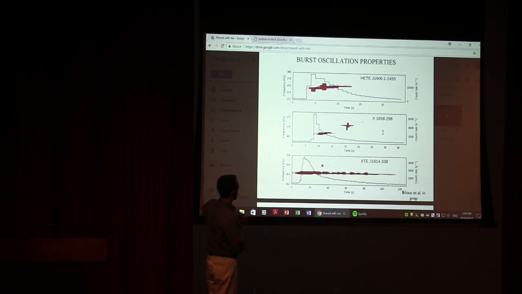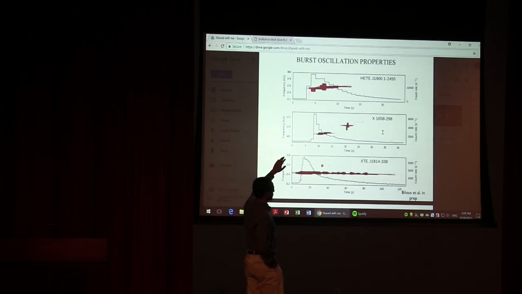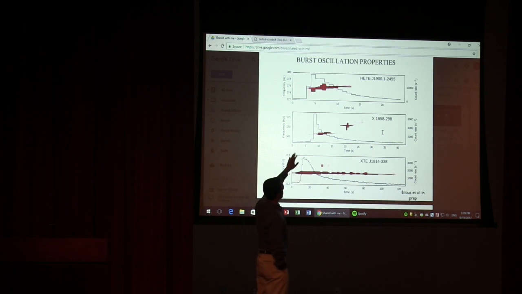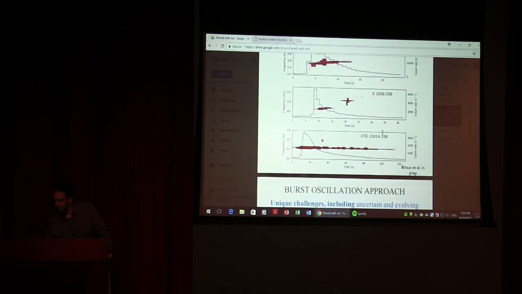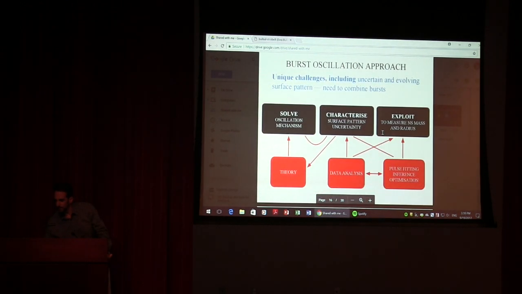These red patches show the changing burst oscillation frequency. In some cases they look pretty stable, in other cases they do not. That's work by Anna Student.